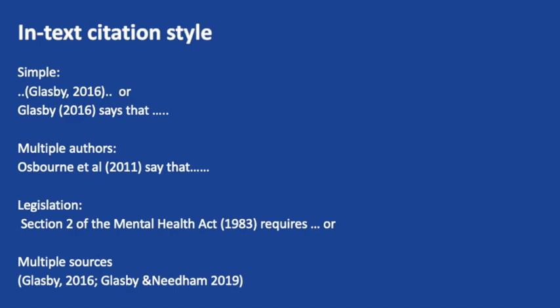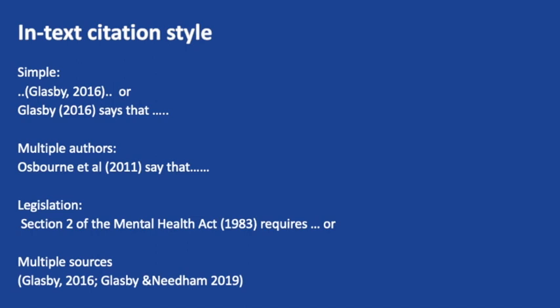Or equally, you might be saying that Glasby says that direct payments were a good thing, in which case you want to actually put his name outside the brackets because you're actually referring to John's comments. The point being that it's an element of common sense, but what you're trying to do is help the reader understand whether you're directly summarising what they're saying or using their observations to support your own.